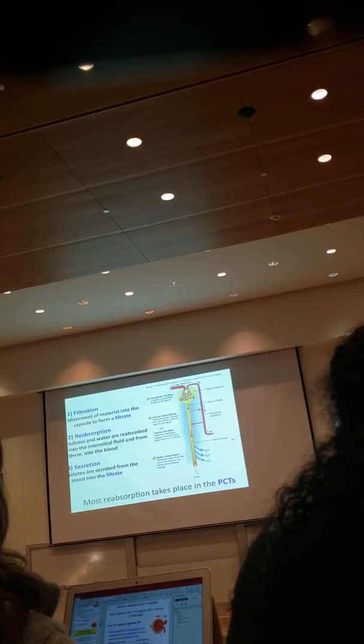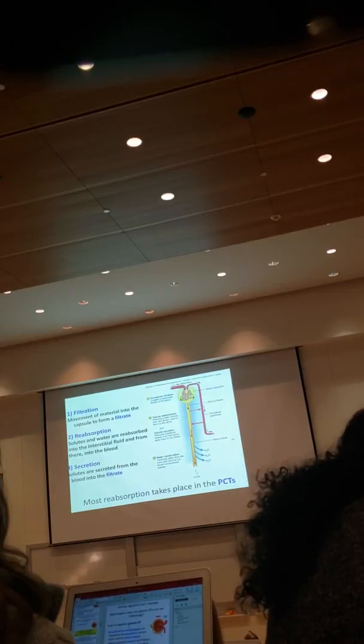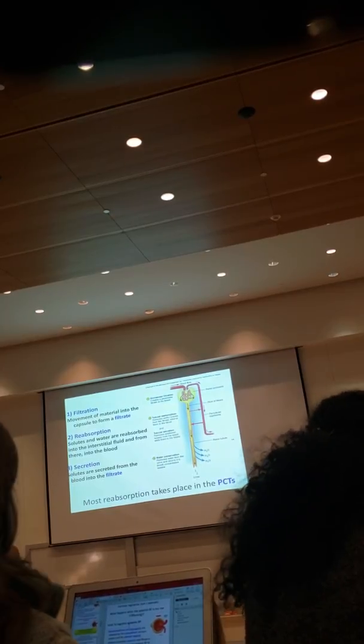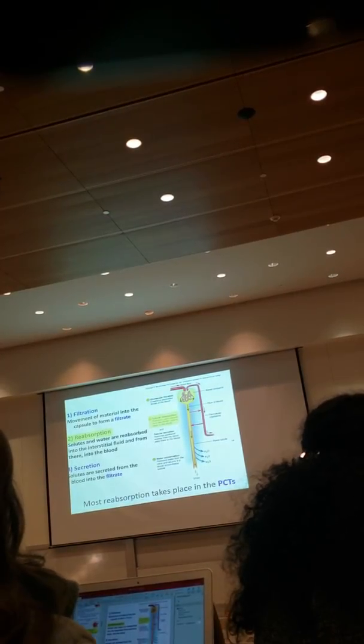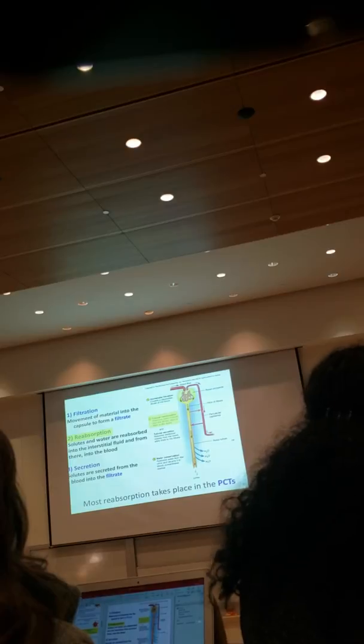Okay. So, we talked about filtration taking place here, and now we're going to focus on reabsorption, mainly taking place in the PCTs. The rest of today's lecture will focus first on reabsorption in the PCTs, and then on what happens in the loops of Henle, completing the reabsorption process. Okay? So most reabsorption takes place in the PCTs, the proximal convoluted tubules, and the idea is the PCTs and then the peritubular capillaries are going to get back the good stuff, right?